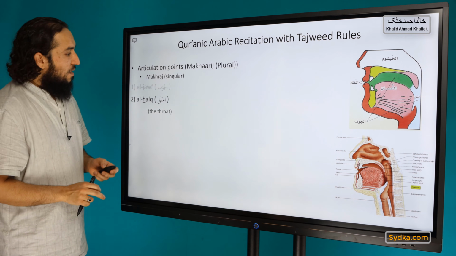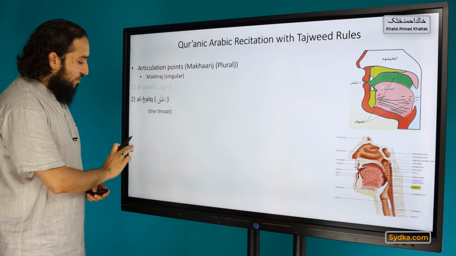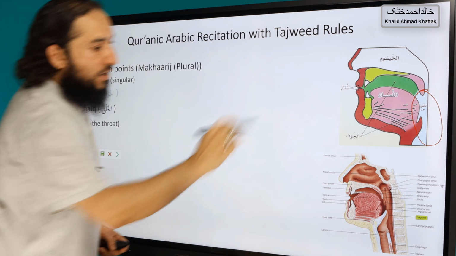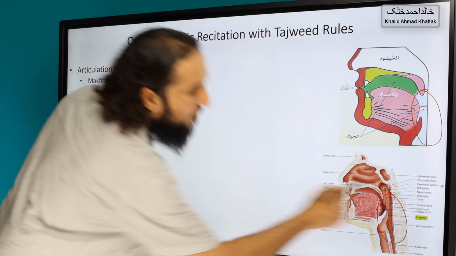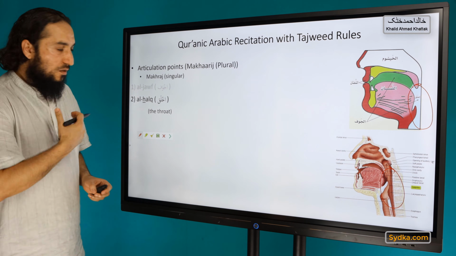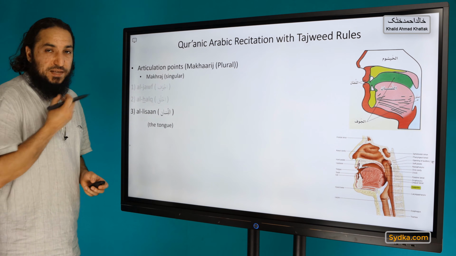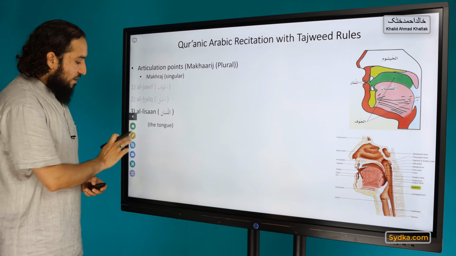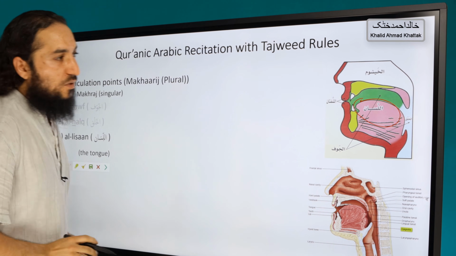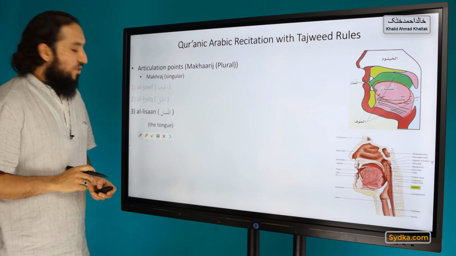The second one is al-Halq, the throat. That's the second articulation point, and it is actually this part. You can see here as well. We will discuss that in detail when we come to the letters of the Halq, the throat. The third one is al-Lisan, the tongue. That's another articulation point, and we have letters from there. You can see it in this diagram as well. That's the third articulation point.